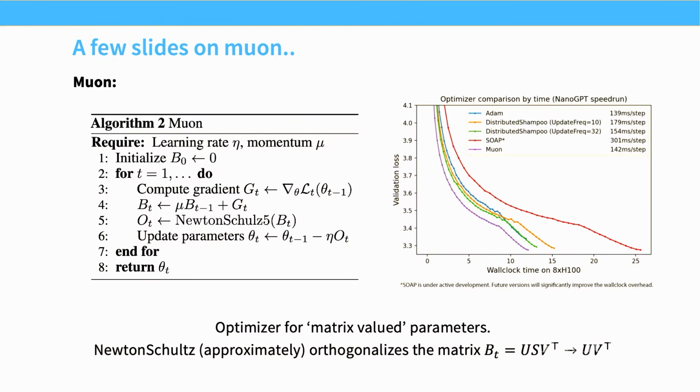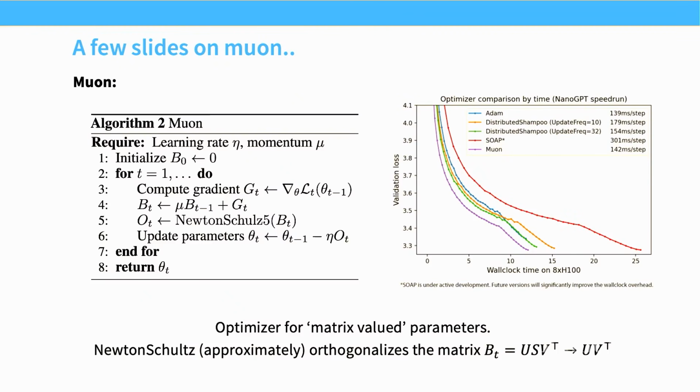The one thing that you could do about matrix parameters is you can start to look at their spectra, right? They are matrices. Matrices have eigenvalues and singular values. And so you can do things to the singular values. What you do here in Muon is this fairly simple idea. You compute a gradient, you take a momentum step, and now I take my update b of t, and instead of directly applying it to my parameters in line 6, I'm going to do this Newton-Schulz thing, Newton-Schulz 5 to be specific.